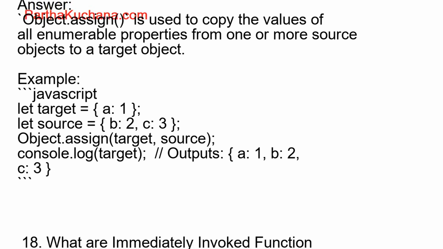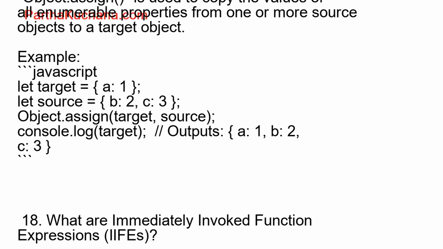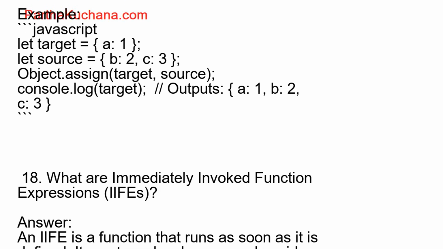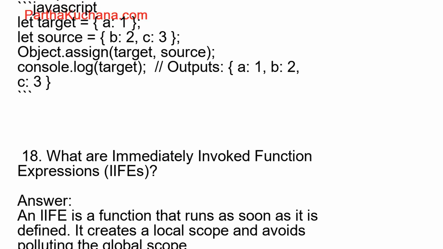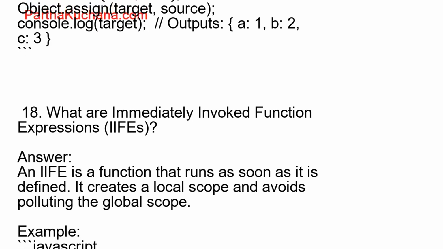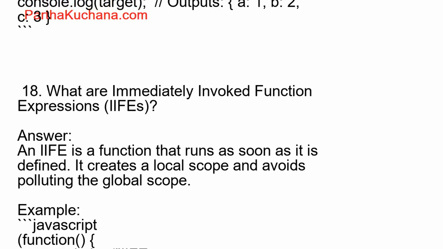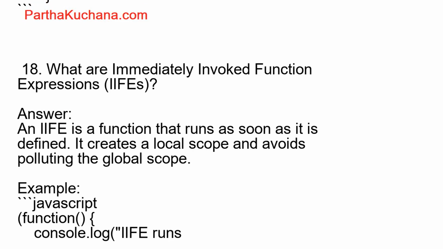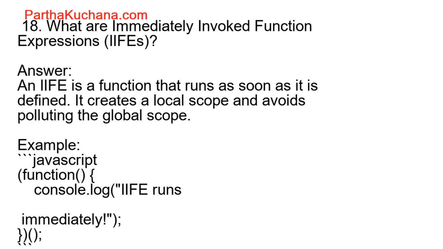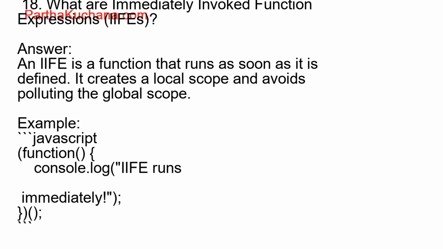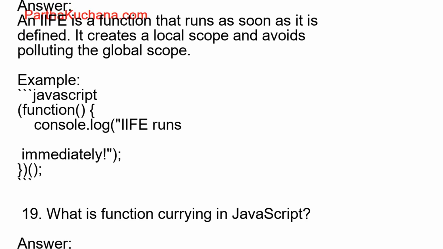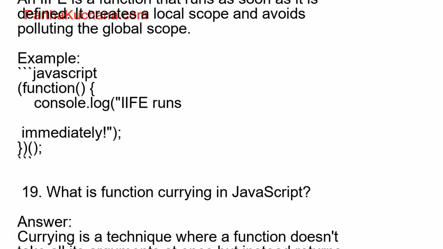19. What is function currying in JavaScript? Answer: Currying is a technique where a function doesn't take all its arguments at once, but instead returns a new function that takes the next argument, and so on. This is useful when you want to reuse functions with partial arguments pre-applied. Example, JavaScript: function multiply(a) { return function(b) { return a * b; }; } let multiplyBy2 = multiply(2); console.log(multiplyBy2(3)); // outputs 6.